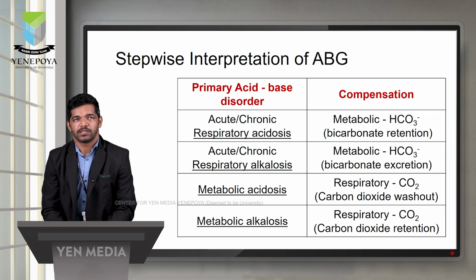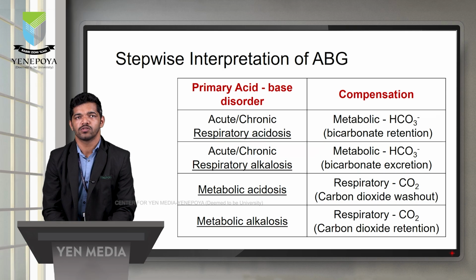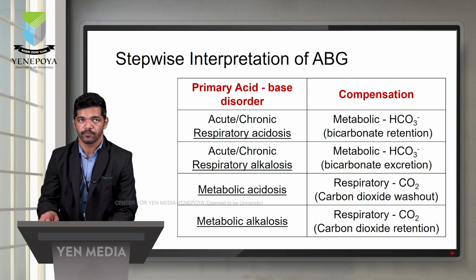So this is the pictorial representation of how the compensation can be seen in each disorder. In respiratory acidosis, the compensation will be metabolic alkalosis, where bicarbonate retention will be done by the renal tubules. Coming to respiratory alkalosis, the compensation will be metabolic acidosis, where bicarbonate excretion by the kidney will be seen. In metabolic acidosis, the compensation will be respiratory alkalosis, where carbon dioxide washout will be done by the respiratory system. When we have the primary disorder of metabolic alkalosis, carbon dioxide retention will be done by the respiratory system.